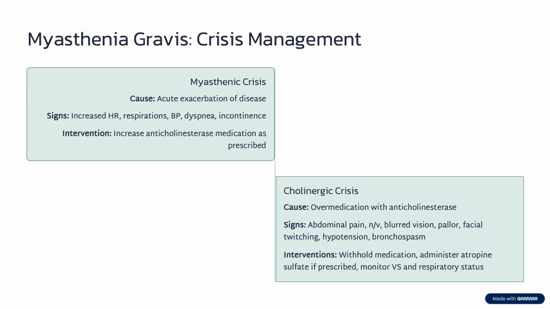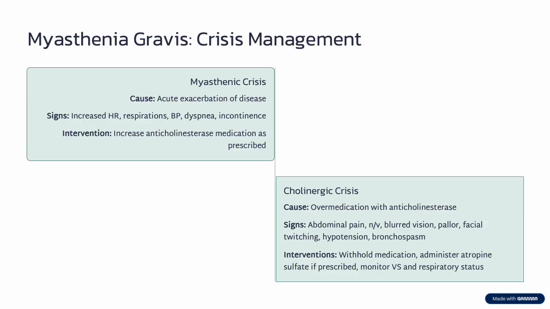But again, it's the anti-cholinesterase medications. And it does talk about cholinergic crisis. And that cholinergic crisis is the over-medication. So they may have abdominal pain, nausea, vomiting, blurred vision, pallor, facial twitching, or hypotension or bronchospasm. So basically, we're trying to help with that medication elevate their muscle contractility. And if they have too much of it, then all of that's going to be to the excess.